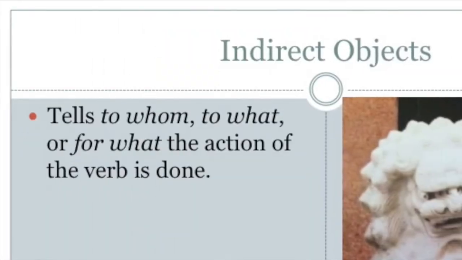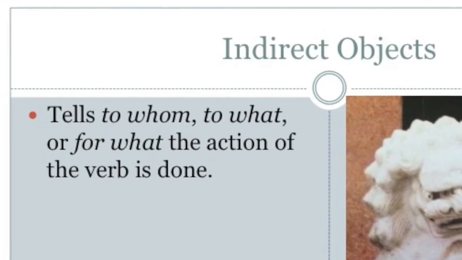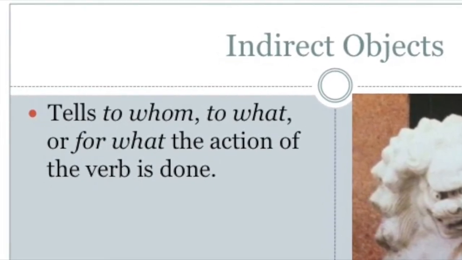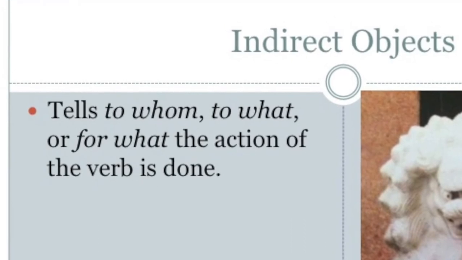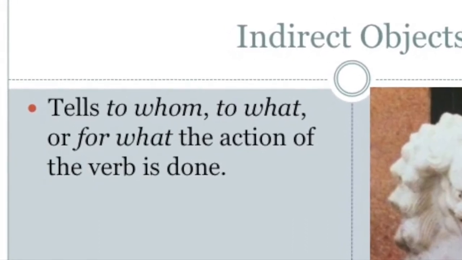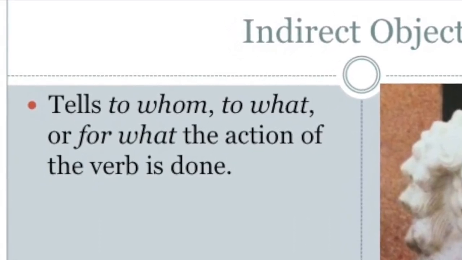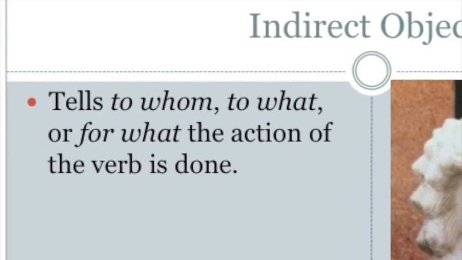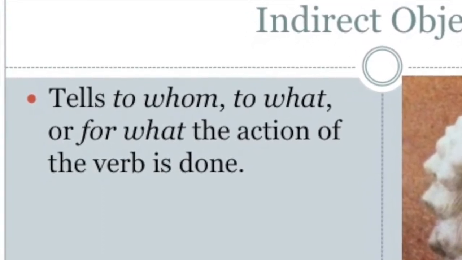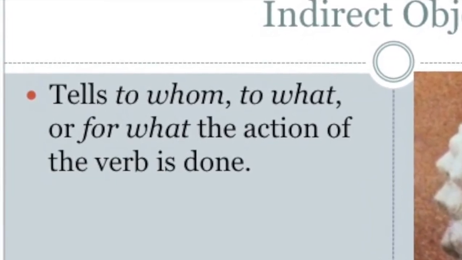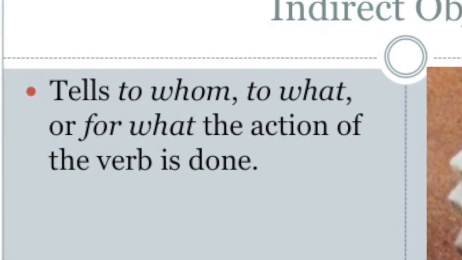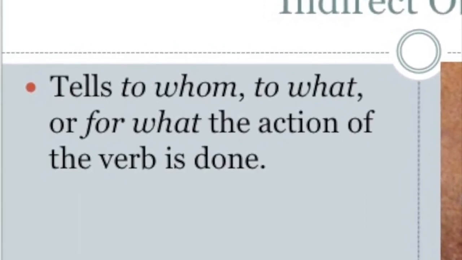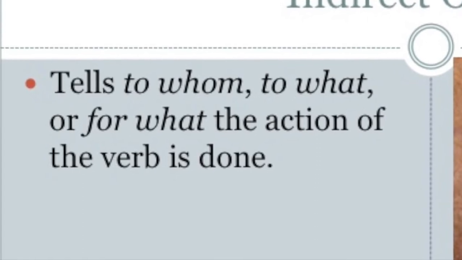We started by finding the action verb, which was showed. Then we asked ourselves, showed what? Well, we showed the path, which is the direct object. Then, showed the path to whom? The indirect object was us in the previous sentence.